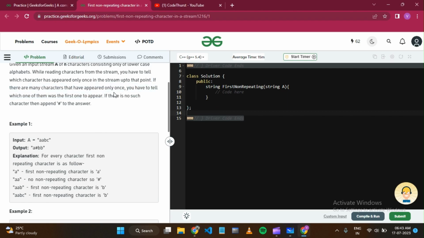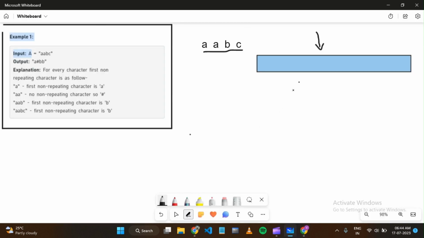Why a queue? Because it has stated that you have to tell which one of them was the first one to appear. We know that the queue is the data structure which follows the first in, first out rule, which is FIFO. So the character which has appeared before another character and is non-repeating, we will take in our answer, not the character which is next to it. So what will be the algorithm we will be following?